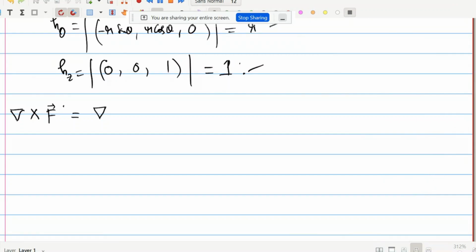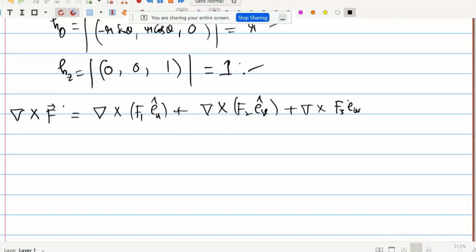Now I have explained what curl is. Mathematically you write del cross f1 into EU cap, plus del cross f2 into EV cap, plus del cross f3 into EW cap. We need at least one of them, so let me calculate only this one: del cross f1 EU cap.